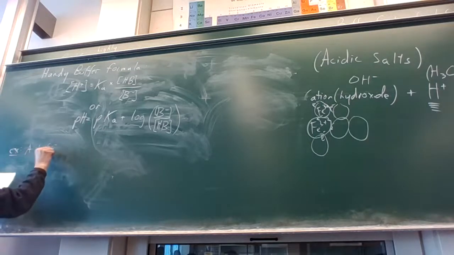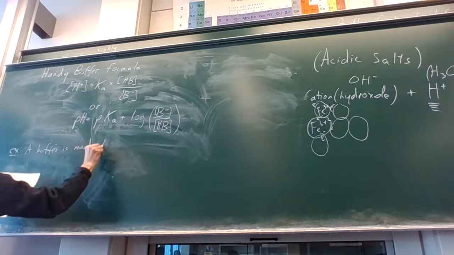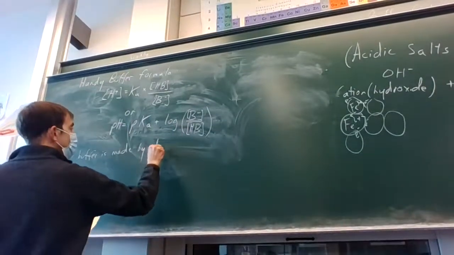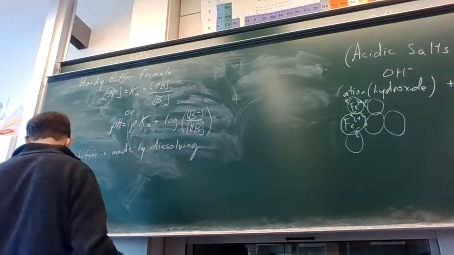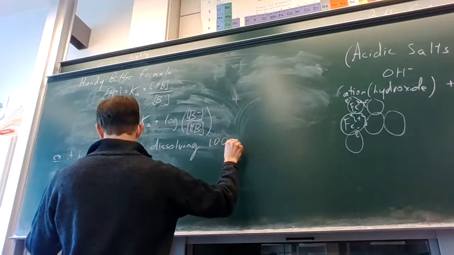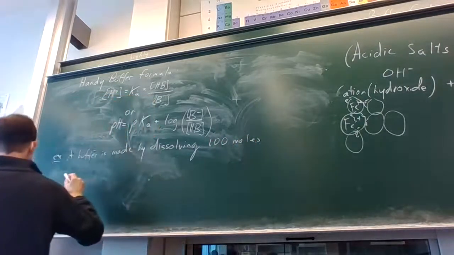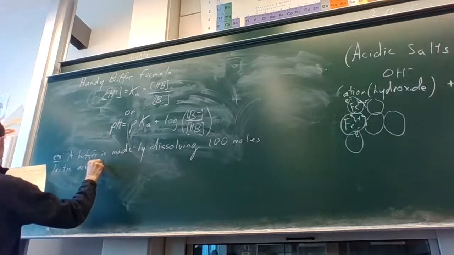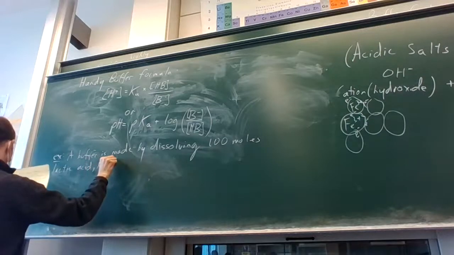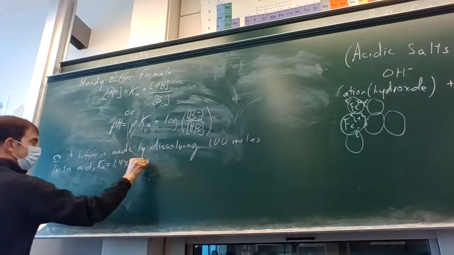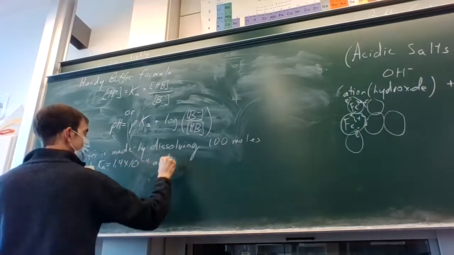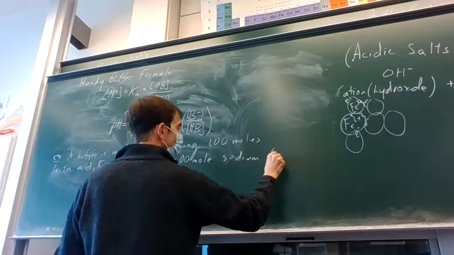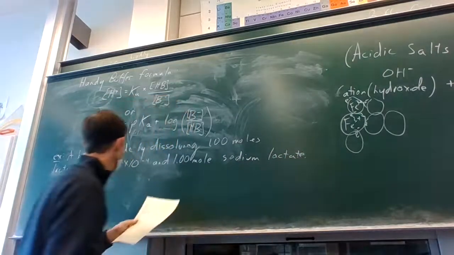A buffer is made by dissolving moles of lactic acid, and the Ka for that is 1.4 times 10⁻⁴, and 1 mole sodium lactate. Okay, lactic acid, sport folks.